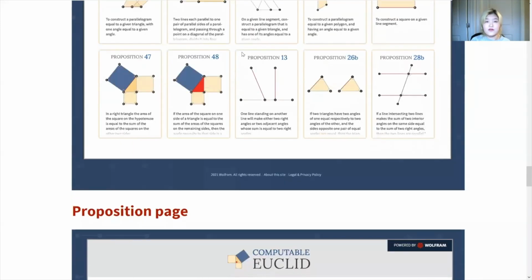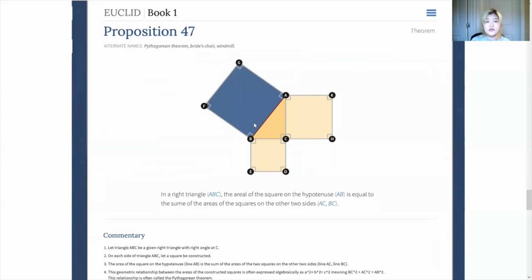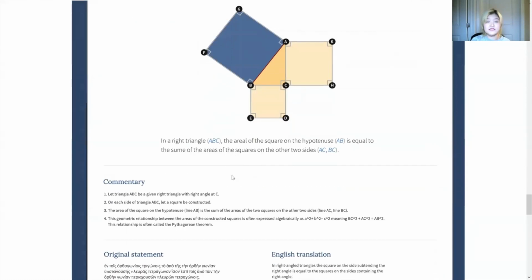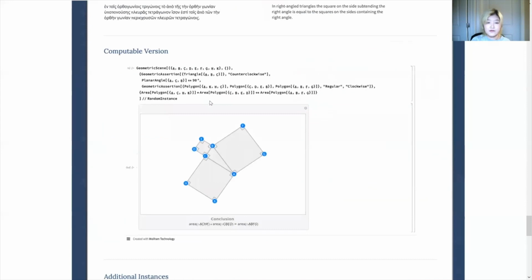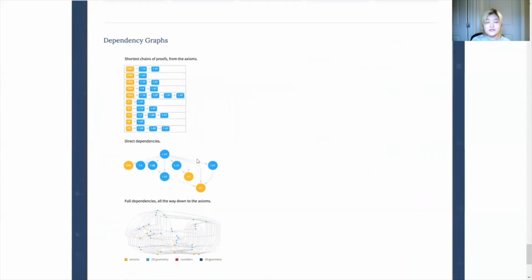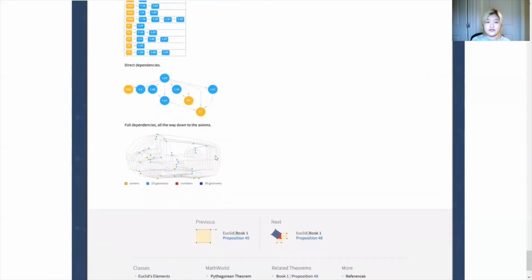And then from one of the proposition tiles, when you click on it, it will take you to the proposition page, which definitely contains more information. This is a graph and the statement of this proposition, and we wrote the commentary. And of course, the most important, the computable version, it's a geometric scene representation of this theorem. And also the dependency graphs, which show the relationships between this particular theorem and other Euclid theorems.